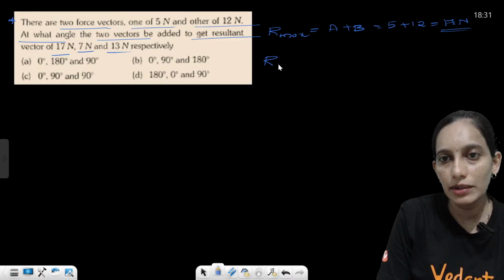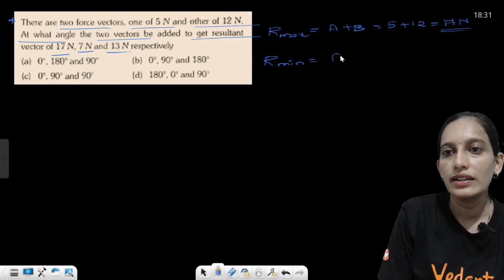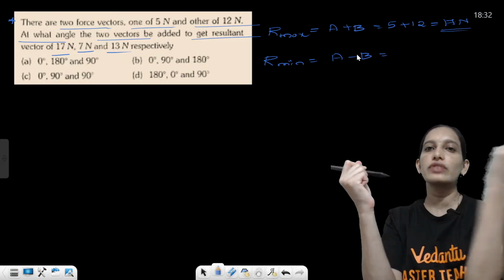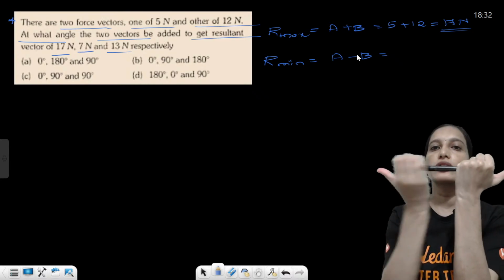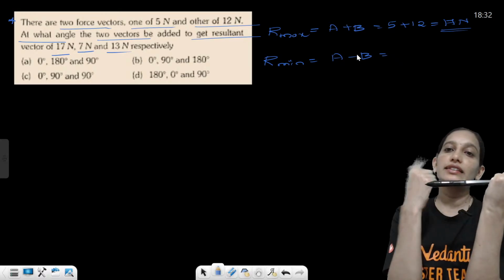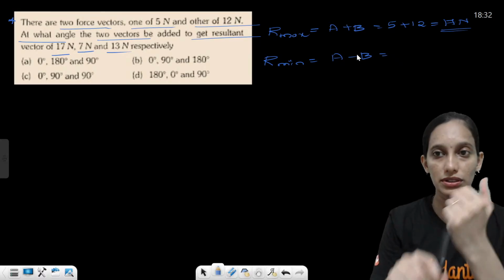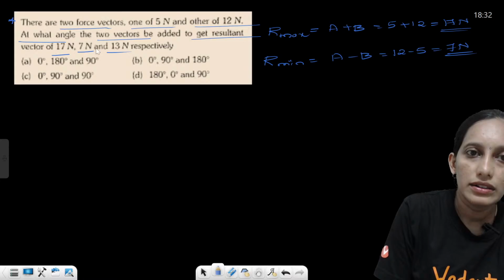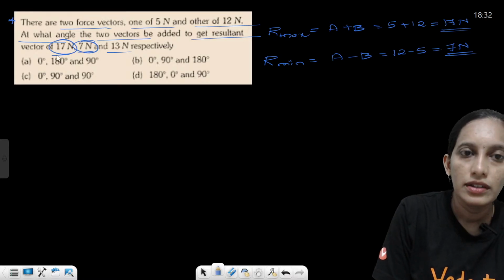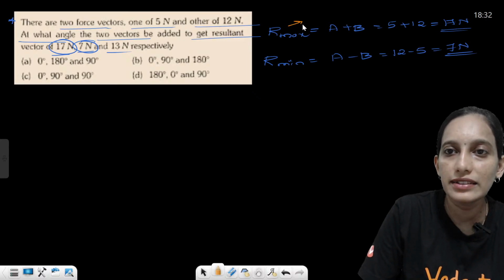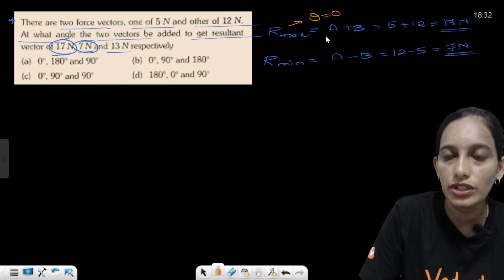Next, what is R minimum? When we take the difference of the given two vectors, one vector's direction is here and the other vector's direction is there. So when two vectors act opposite, at 180 degrees, the resultant is A minus B. I showed that in yesterday's class. So it is 12 minus 5, which is nothing but 7 Newton. So we got the two required values already, correct? R max means theta is equal to 0 degree.